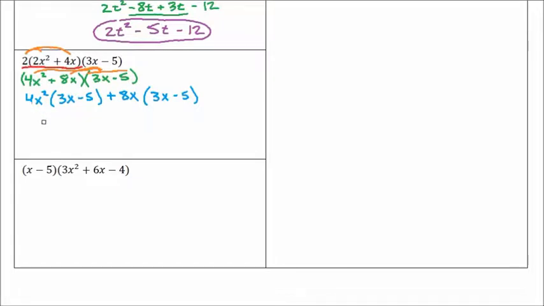Just like we did from the previous question. Let me clean that up a little bit if I can. Alright, and now we just have monomials times binomials. So let's multiply this out to wrap it up.